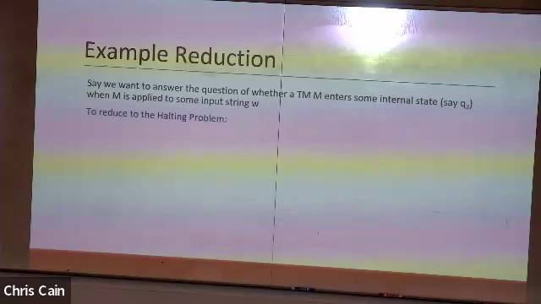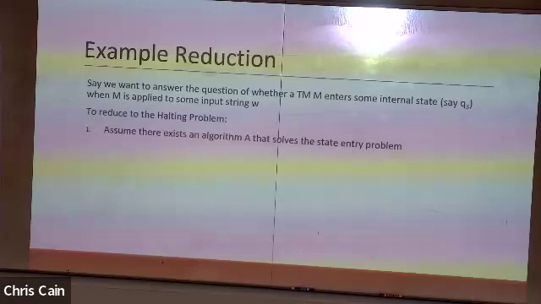So how do we reduce it to the halting problem? We assume there exists an algorithm that solves this problem. This problem is called the state entry problem. Again, we'll use a proof by contradiction, except that the end of the proof by contradiction will no longer be straight up a logical contradiction. It will be basically that if this is decidable, then the halting problem is decidable. Since we know the halting problem is not decidable, this will also not be decidable.